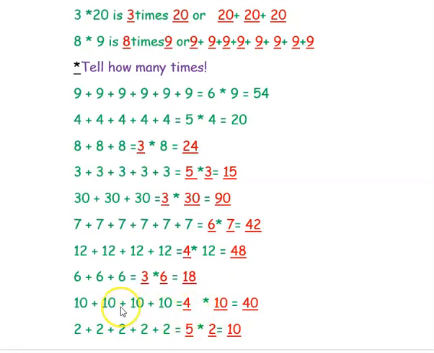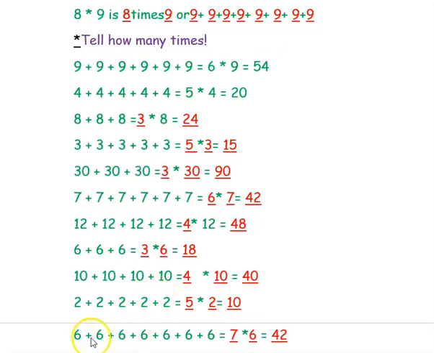The next number is 10 and it is written 1, 2, 3, 4 times, right? So, 10 is repeated 4 times. It's repeated addition, we call it as. So, 4 into 10, it's nothing but 40. Next number is 2. 1, 2, 3, 4, 5. So, the number 2 is repeated 5 times. So, 5 into 2, which is nothing but 10.